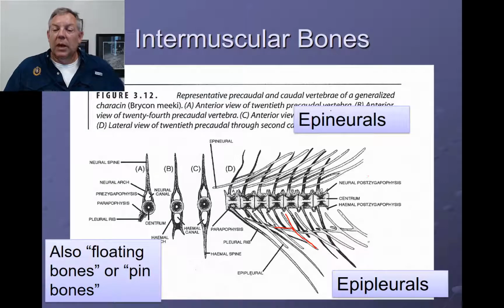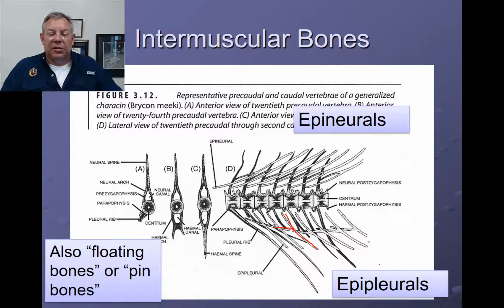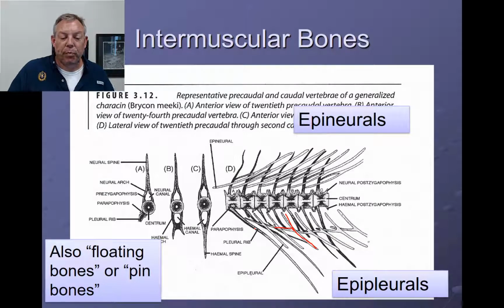And so, again, epineural, think the neural spine. So epi is around, and so these are around the neural spine. These are the ones that are at the dorsal side of the fish. And epipleural, think of the pleural rib. This is down at the ventral surface, and these are the ones that are down at the bottom of the fish.